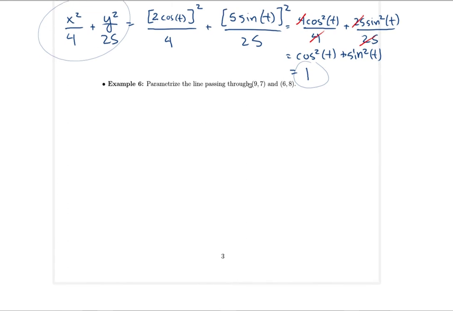All right, now very last it says parameterize the line passing through (9, 7) and (6, 8). Okay, so this is kind of taking us back to a variation on an earlier problem we did. So definitely press pause on this one and give this one a try yourself.